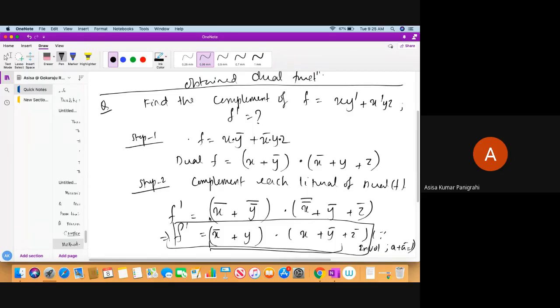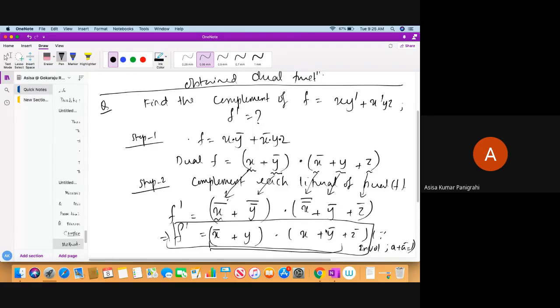So these are all literals. So you just have to make the complement of it, nothing else. This is also, y bar is a literal, y bar's bar. X bar is a literal, x bar's bar. Y is a literal, y bar. Z is a literal, z bar. X is a literal, x bar. Like this way, you just find out the complement of each literal.